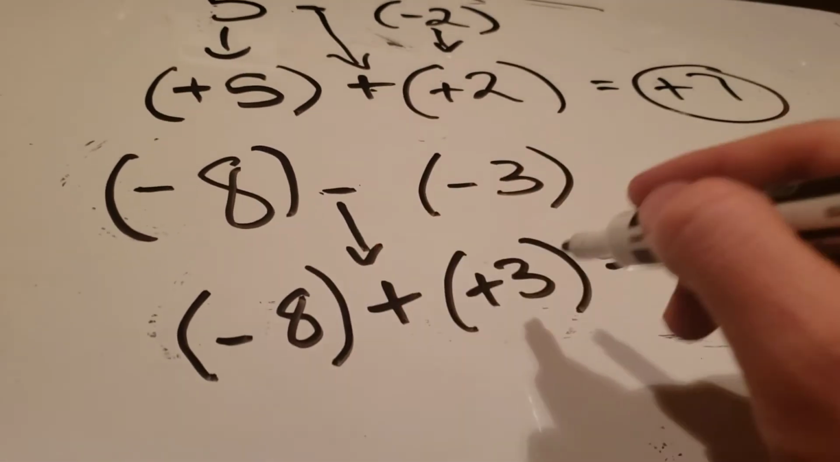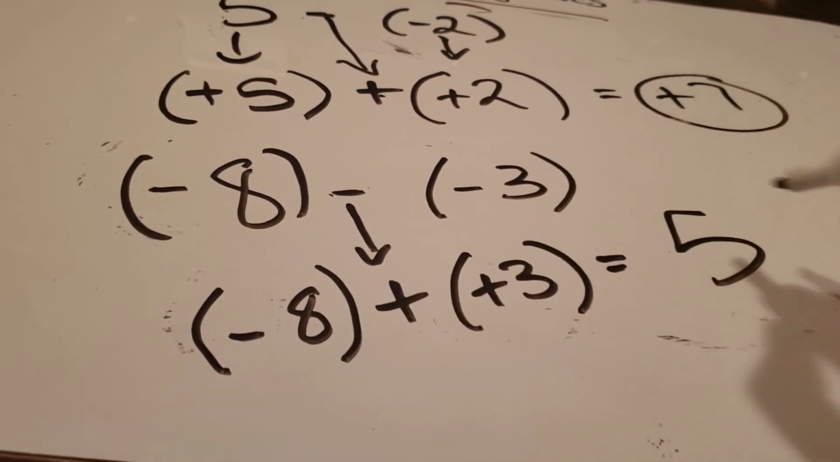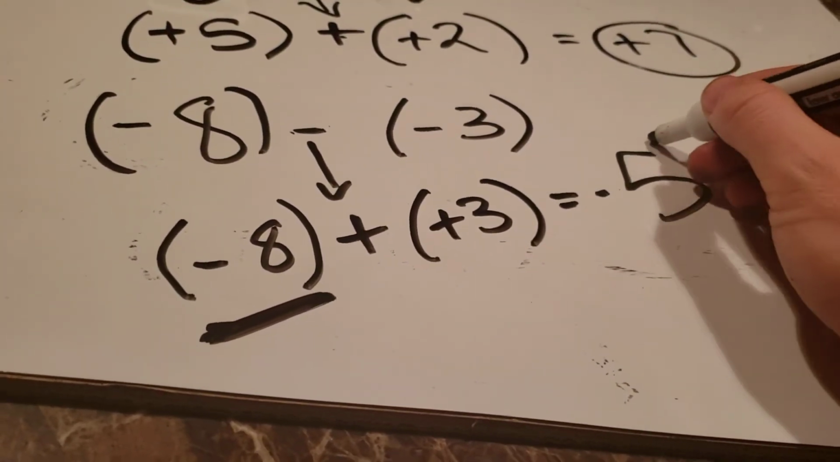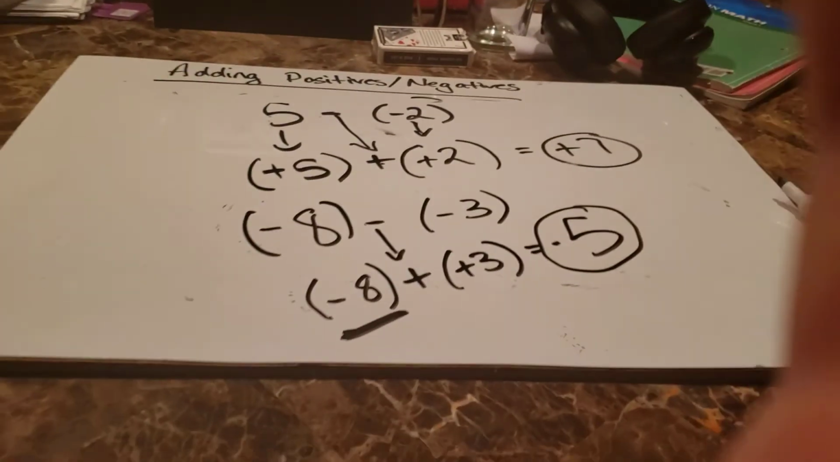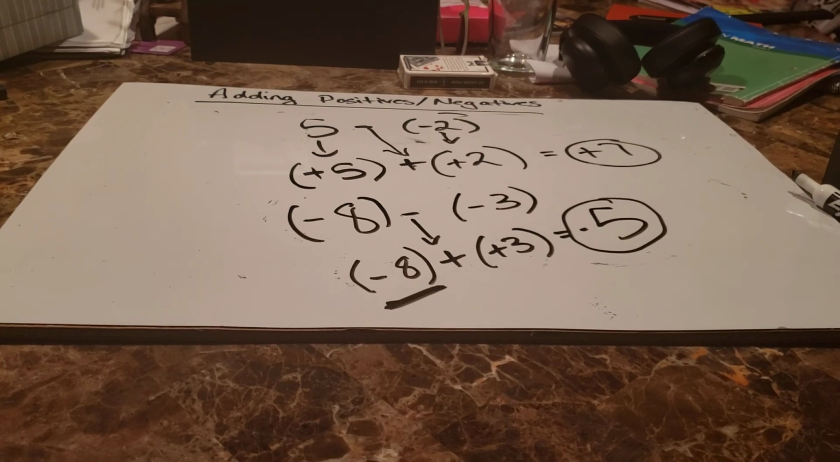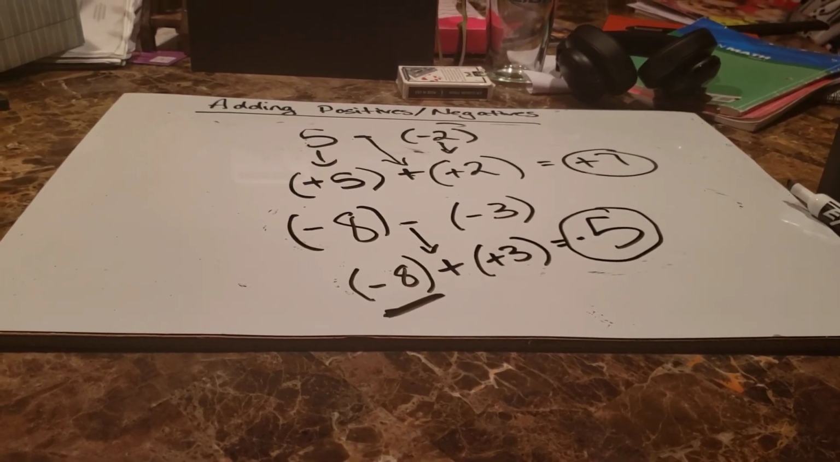Now we have different signs subtract. 8 minus 3 is 5. The bigger number here is our negative, so our answer is actually negative 5. So again, a little funky, but instead of subtracting, you can actually add the opposite of the number. It's how you can get away with never subtracting in math.